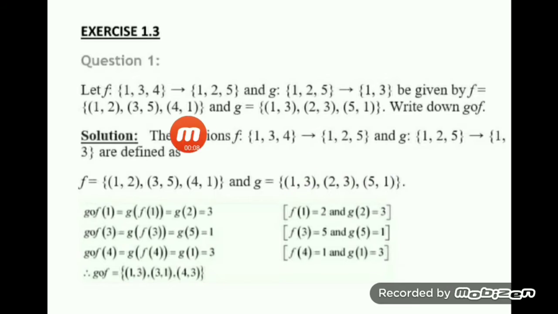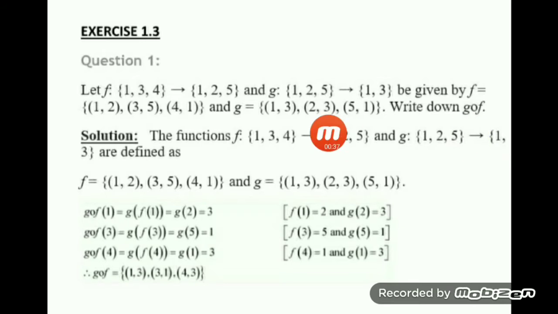Hello student, welcome back. In this video, I'll give you the solution of exercise 1.3 question number 1. Your question is, f is a function from the set {1, 3, 4} to {1, 2, 5} and g is a function from {1, 2, 5} to {1, 3}, given by f = {(1, 2), (3, 5), (4, 1)} and g = {(1, 3), (2, 3), (5, 1)}. You have to find the value of gof, the composite function gof.